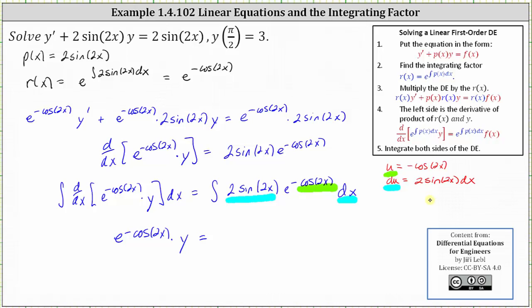Writing the integral in terms of u, we just have the integral of e to the u du, which is equal to e to the u plus c. Which means in terms of x, the antiderivative is e to the power of negative cosine 2x plus c. And now we need to solve this for y. We can do this two ways. We can divide both sides of the equation by e to the power of negative cosine 2x, or multiply by e to the power of positive cosine 2x. Let's go ahead and multiply both sides of the equation by e to the power of positive cosine 2x. And let's show this on the next slide.